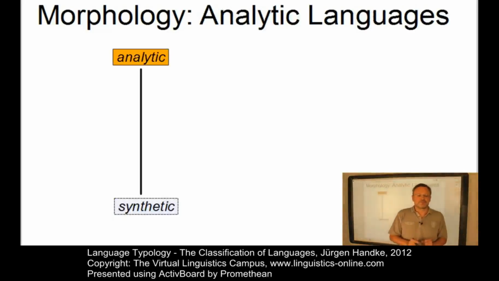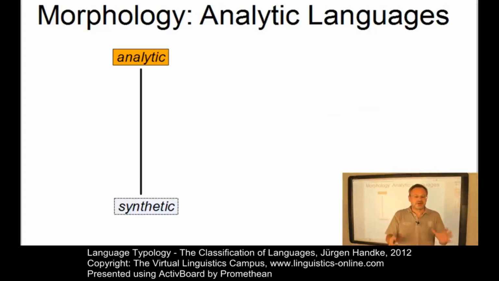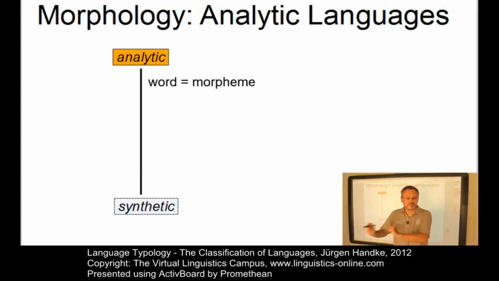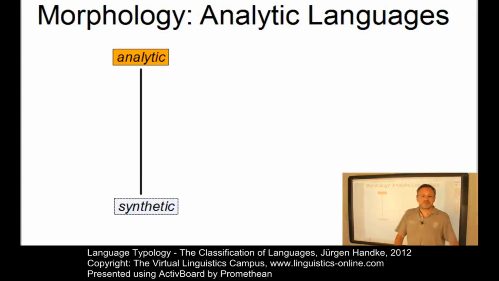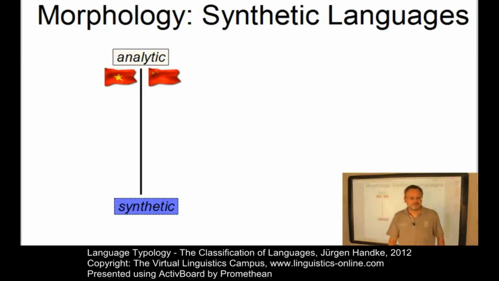Analytic languages, also referred to as isolating, generally do not allow the segmentation of their words. That is, the words of an analytic language cannot or can hardly be split into smaller units. Thus, a typical analytic language is a language where there's a one-to-one correspondence between words and morphemes. Well-known examples of analytic languages are Chinese and Vietnamese. Synthetic languages, by contrast, do allow a segmentation of their words into morphs.